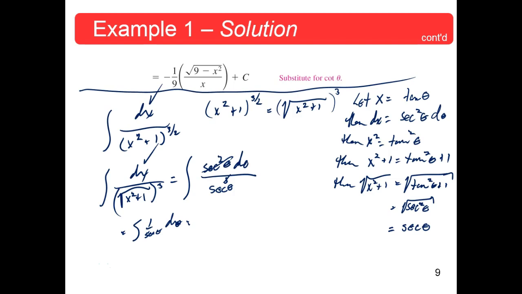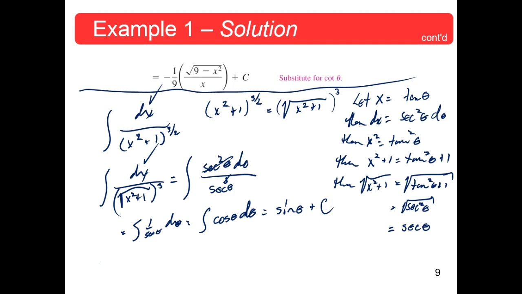Okay. What is 1 over secant? Cosine, exactly. That's the reciprocal identity. And I think this has turned out pretty easy. This will be the integral of cosine theta d theta. And what is the antiderivative of cosine? Is sine theta. You're absolutely right. Sine theta plus what?